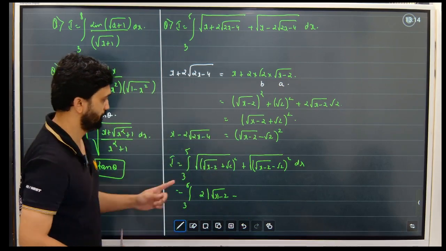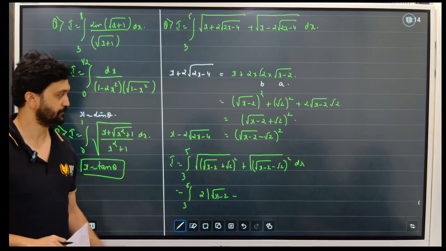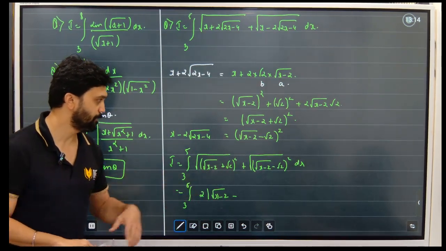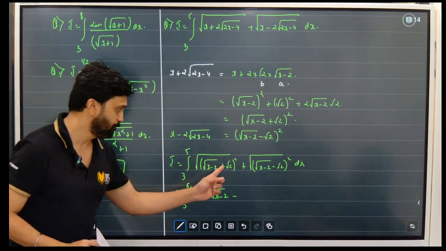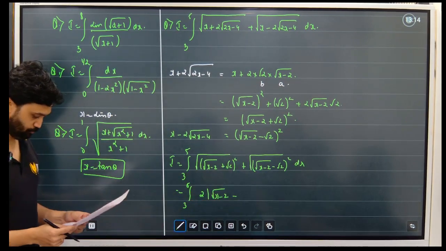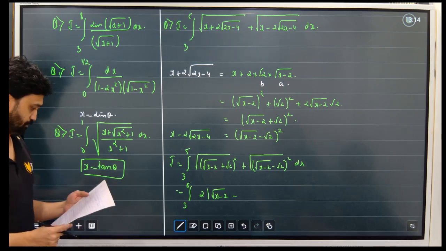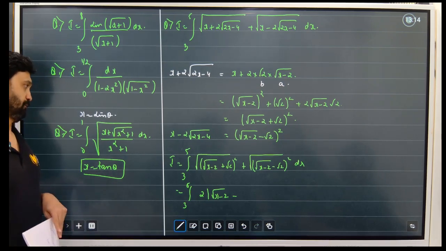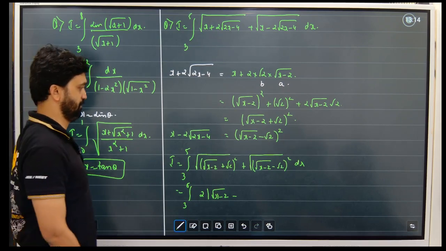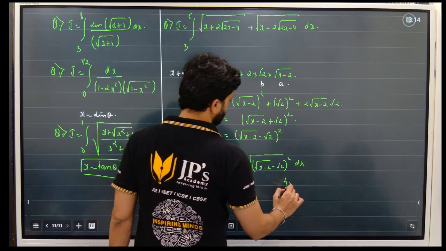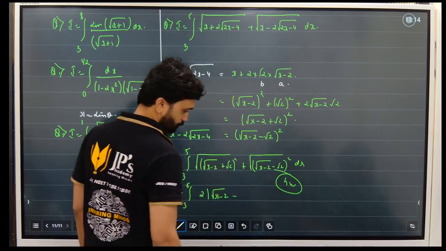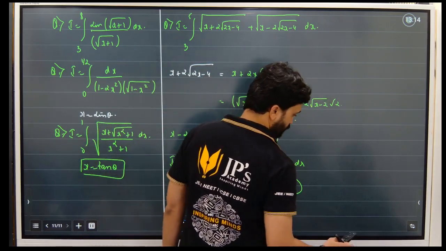Now if I add them, the square root will come out. This will become twice, and plus root 2 and minus root 2 will get cancelled. Did you understand this? What will we do after this? Okay, we will solve it once. We'll take this as homework. Okay, do the calculation carefully.